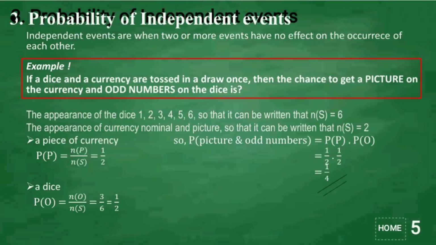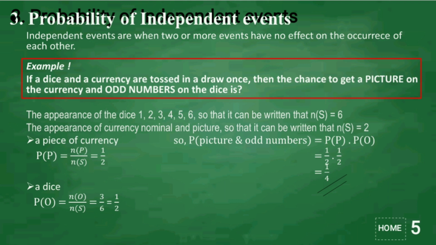Number 3. Probability of independent event. What is the probability of independent event? Independent events are when 2 or more events have no effect on the occurrence of each other. This is an example of probability of independent event.